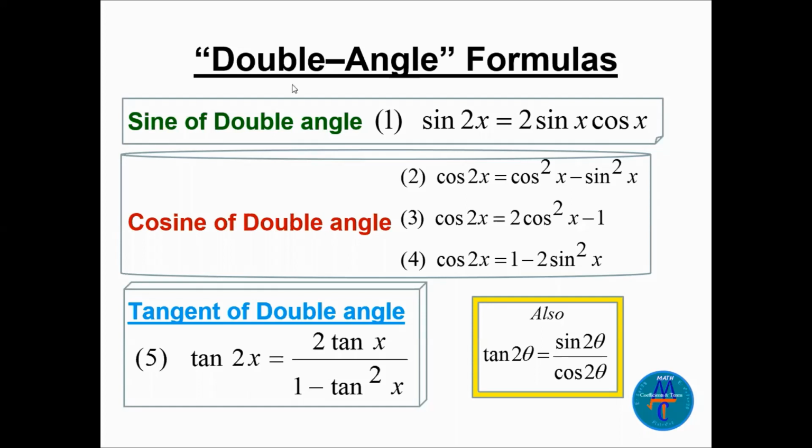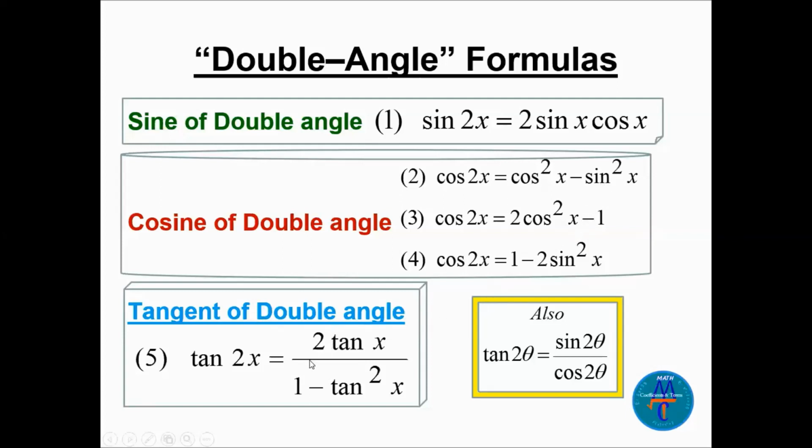The sine of double angle, sine 2x, is 2 sine x cosine x, that's a simple formula. X is the angle here. It can be theta, it can be alpha. And then we have 3 formulas for cosine double angle. Cosine 2x is cosine squared of x minus sine squared of x. And then I will show you from where I get these formulas in the cosine.